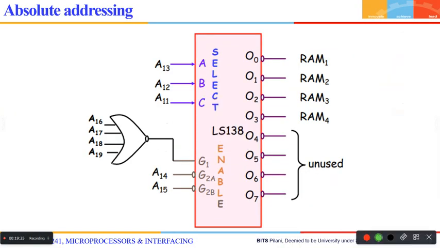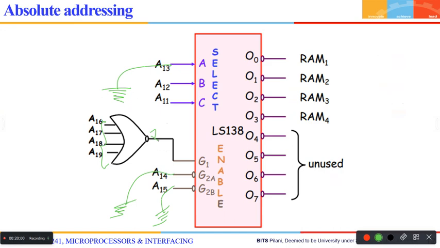Just try to understand this. Suppose I make this permanently ground, is it going to make a difference? No, because throughout the address range it is zero only. Suppose I make this ground instead of connecting A14 here, does it make a difference? No. Understood. Now suppose I'm making this 1 always for the entire addressing range.